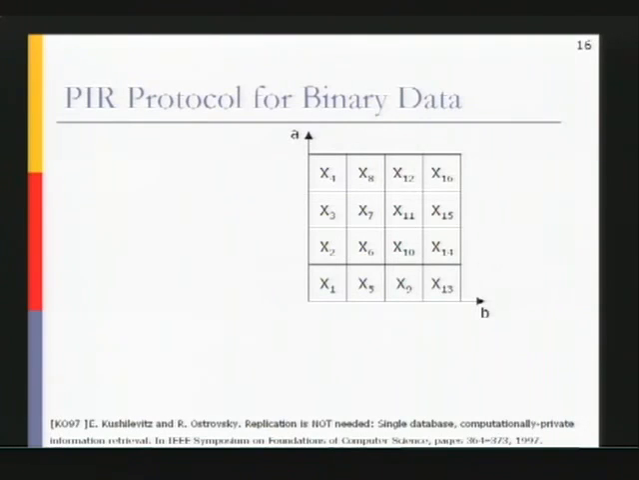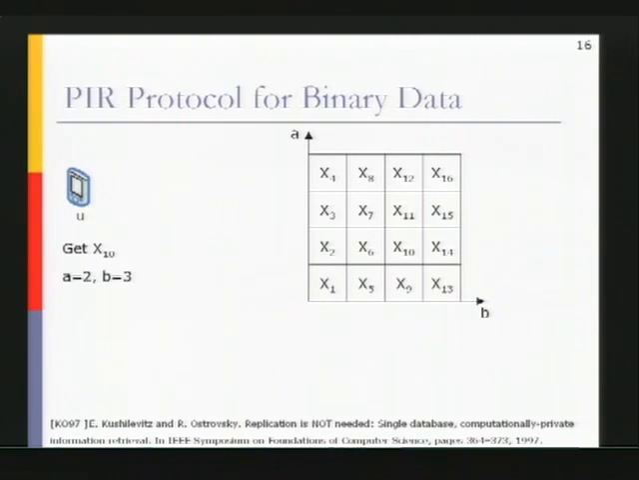So how does the protocol work for binary data? We have again the X string, stored at the server. We organize the data into a rectangular matrix. It's the same data that we had previously, and each element is a bit. Now, some client wants to retrieve, let's say, the value of x10. The client also knows the geometry of the matrix. He knows how many columns and rows there are, so he can determine the row and the column. Row is a equals 2 and column is b equals 3. Indices here start from 1.